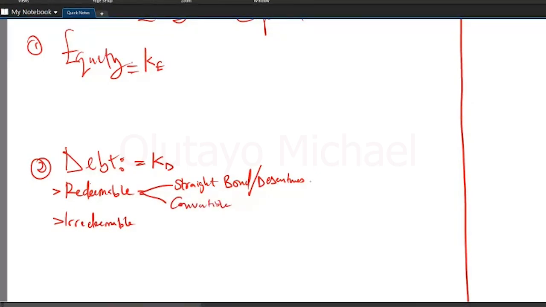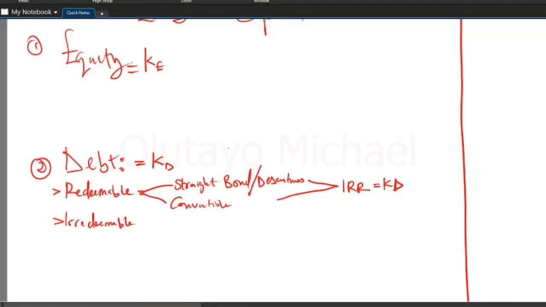Whether of these two, how do we calculate the cost? The cost is calculated as IRR. Anytime you have redeemable debt, we use IRR to calculate the cost of debt. And I will explain what I mean by IRR, plain bond, and convertible bond.